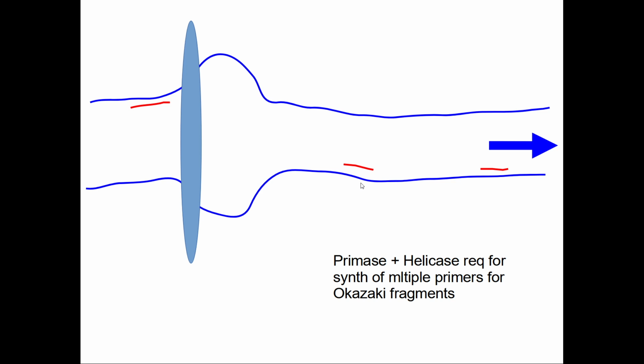For every loop, we need to have a primer, and that's why the primase binds with the helicase, and as we are going in the direction of the replication bubble, it synthesizes one primer for the leading strand and multiple primers for the lagging strand.